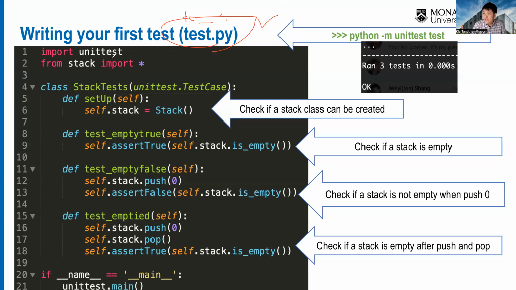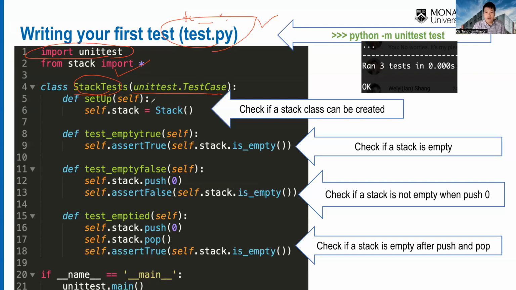And next, the first and foremost, as I mentioned before, we need to import the unit test library. We need to import the stack file. Okay, you can import stack or from stack import star. Anything is fine as well. We create a class. The naming here can be anything, stack test or test stack. Either way is fine. Okay. Inherit the unit test library. Okay, unit test class.